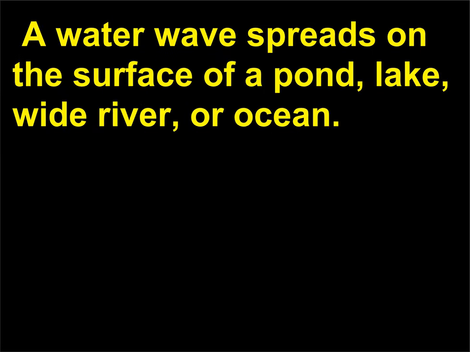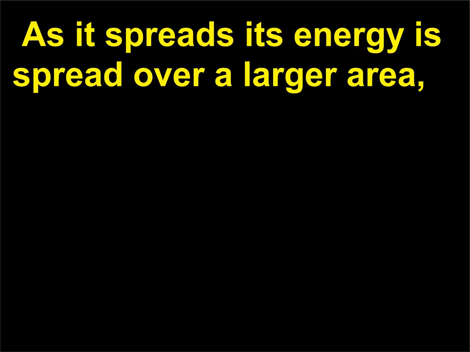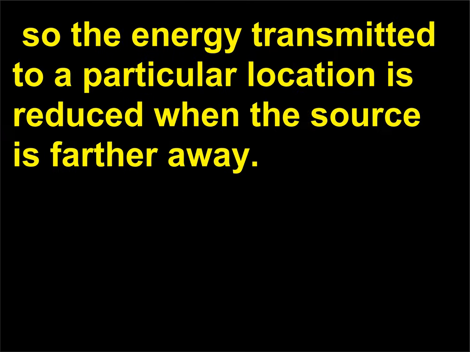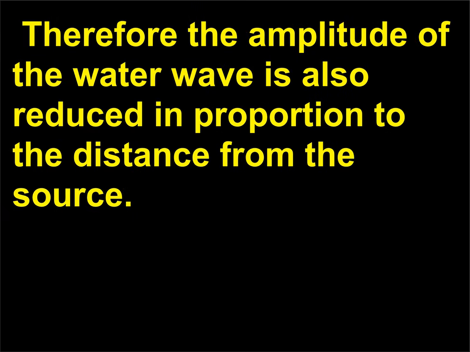A water wave spreads on the surface of a pond, lake, wide river, or ocean. As it spreads, its energy is spread over a larger area. So the energy transmitted to a particular location is reduced when the source is farther away. Therefore, the amplitude of the water wave is also reduced in proportion to the distance from the source.